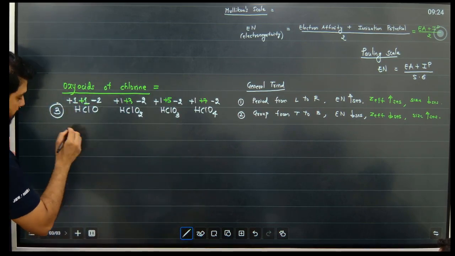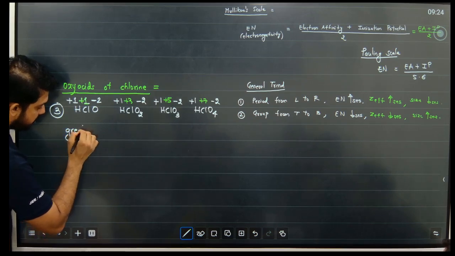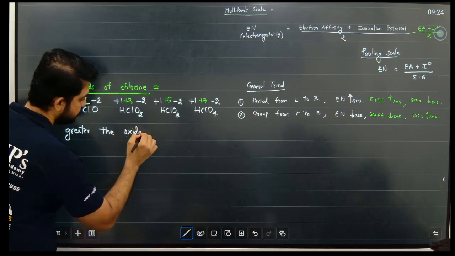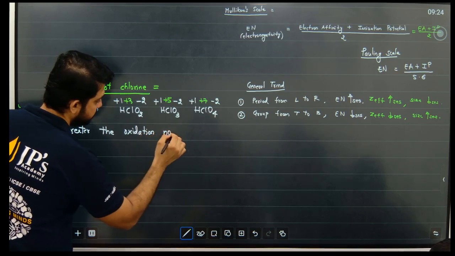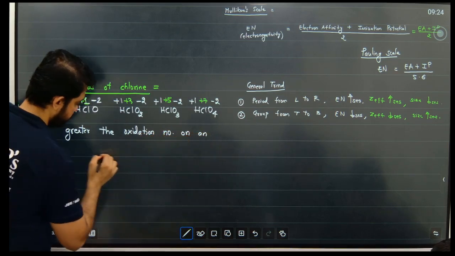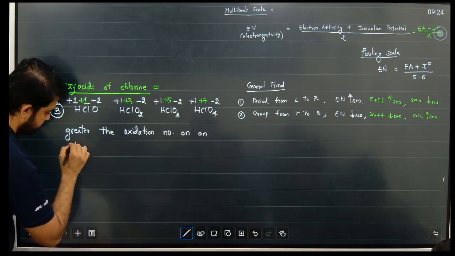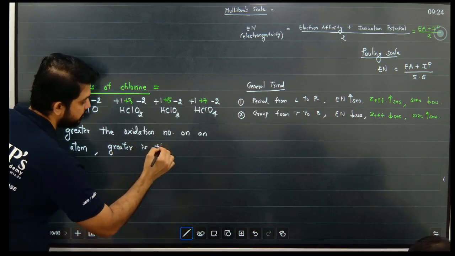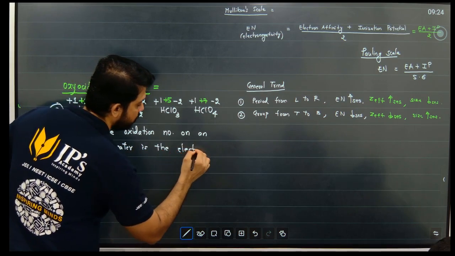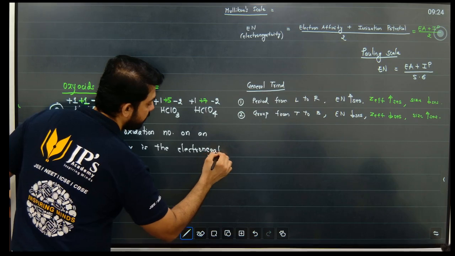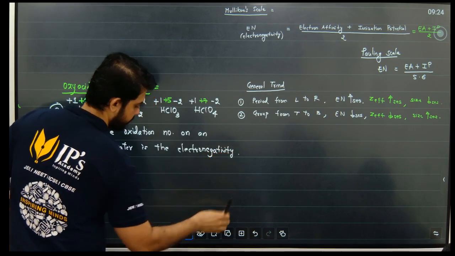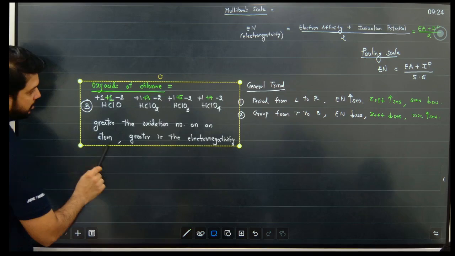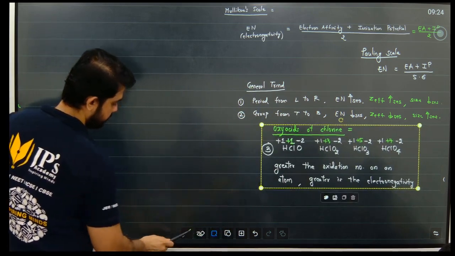So I repeat, greater the oxidation number on an atom, greater is the electronegativity. With me till here, people? Next.